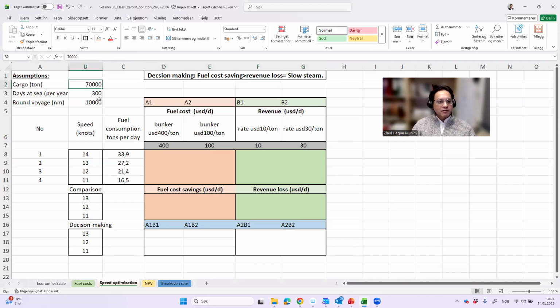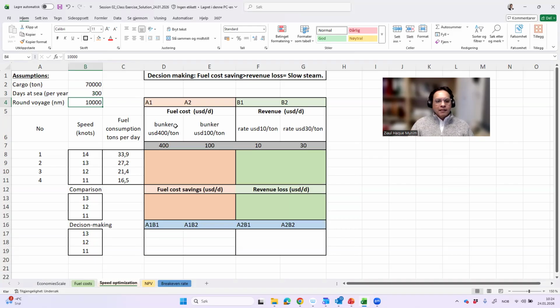So we are considering a vessel of 70,000 tons. We are saying days at sea per year is 300 days. We are considering a round voyage of 10,000 nautical miles. So you actually have to consider this as well, whether it's a round voyage or not, if there will be backhaul or not, things like that you also have to consider. So we assume it's a round voyage, okay?